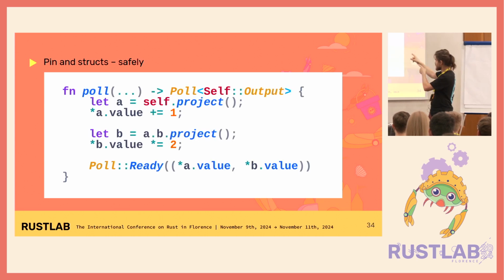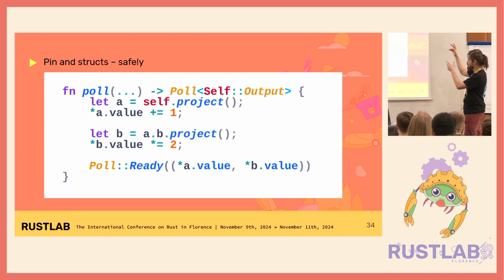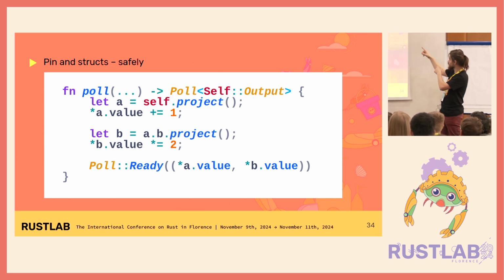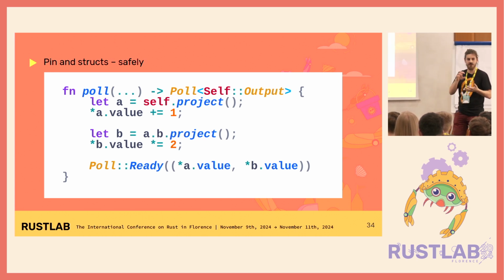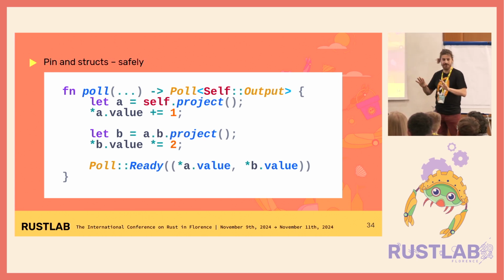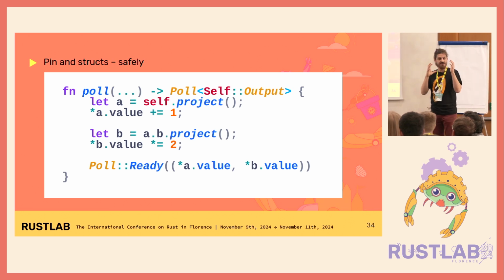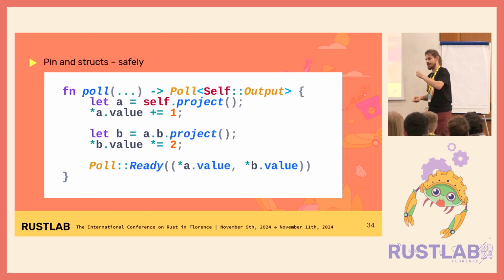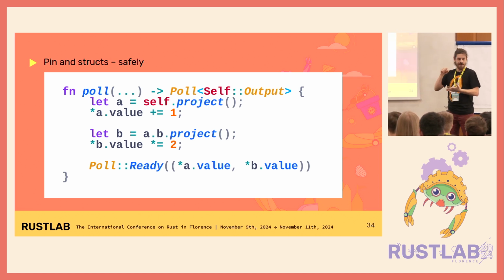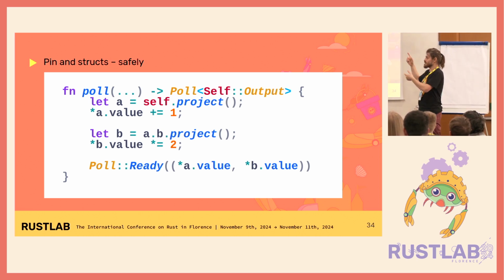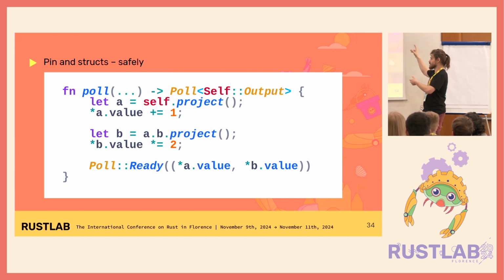In our implementation, we are implementing the poll as before, and we can use self-project, which is created automatically from the procedural macro or the declarative macro. A, in this case, is a structure that contains a mutable reference to the fields of A, or if it was pinned and it cannot be unpinned, it's a pinned mutable reference. In this case, for instance, we have a mutable reference to i32 and a pinned mutable reference to B.